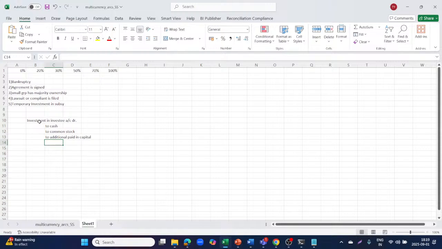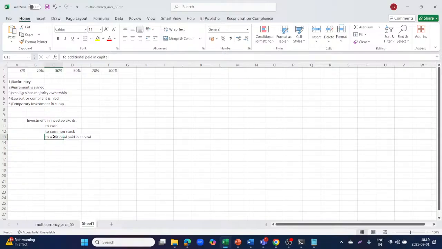So this is the investment we are booking, and our cash is going out, while common stock and additional paid in capital are increasing, which means the share capital and the paid up capital are increasing.